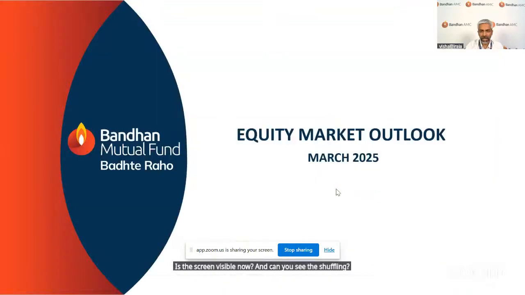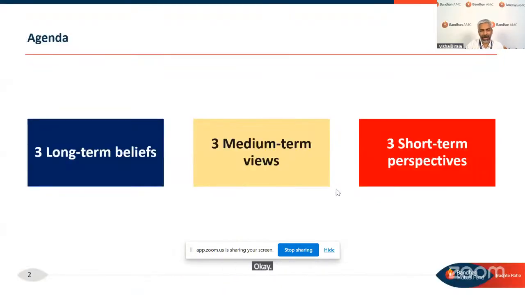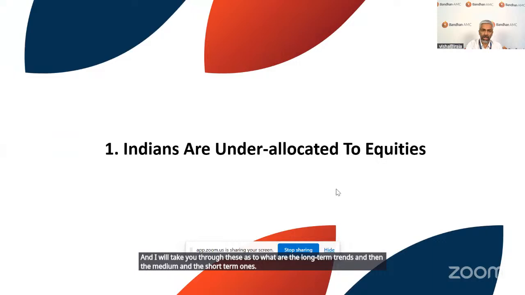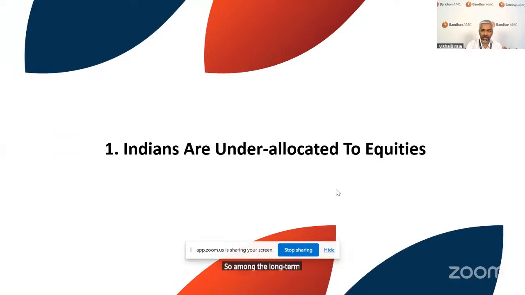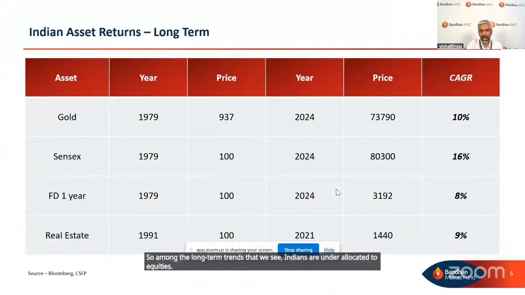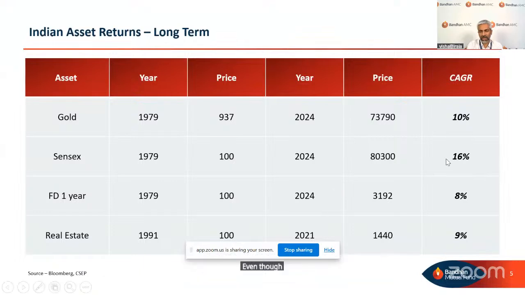Okay, so I'll just recap what I was saying. I'll be a little fast. So I'm saying there are longer term trends, there are medium term trends, and there are short term trends. A combination of these we use to manage our funds. And I will take you through these, as to what are the long term trends, and then the medium and the short term ones. So among the long term trends that we see, Indians are under allocated to equities, even though equities have given the best return.